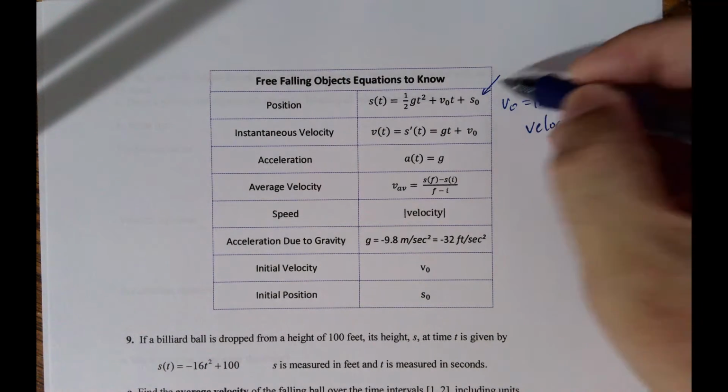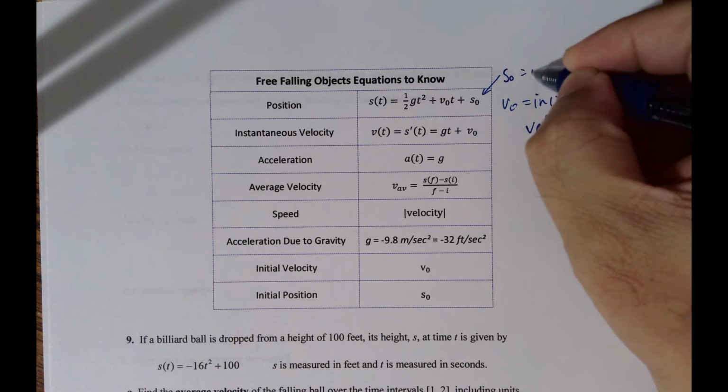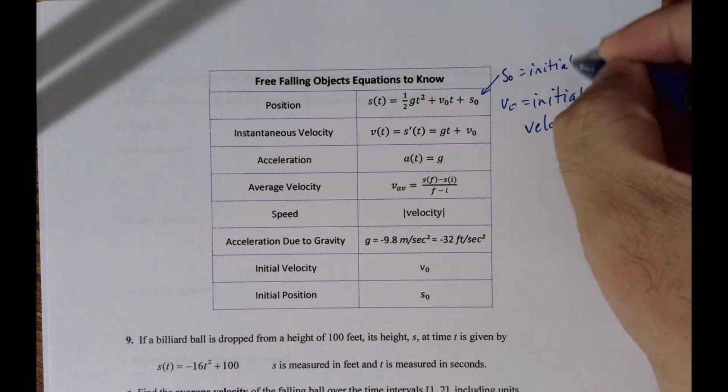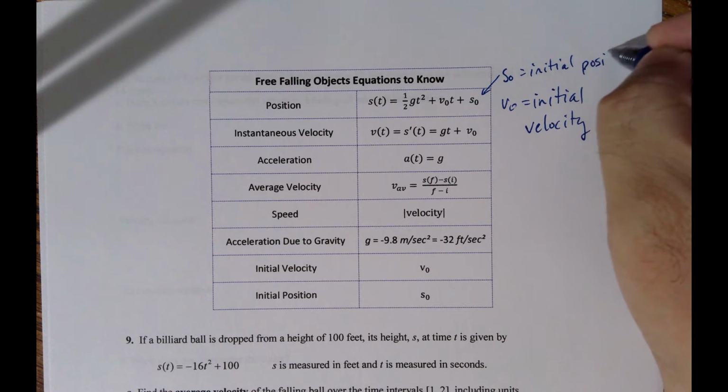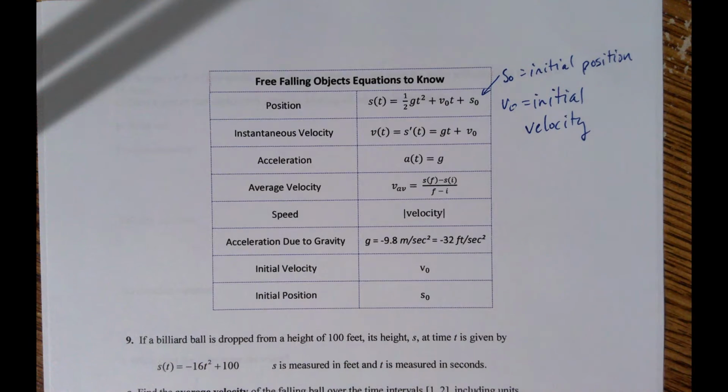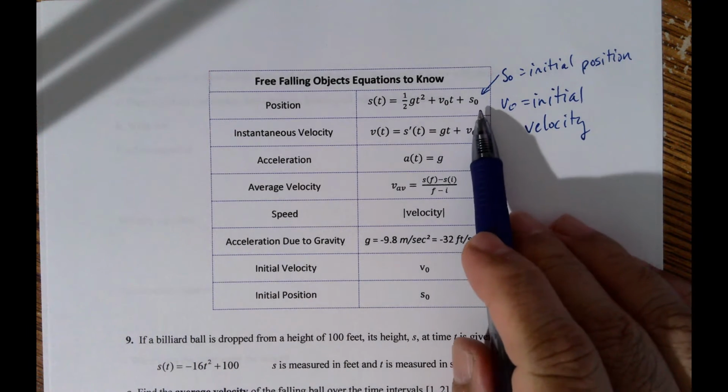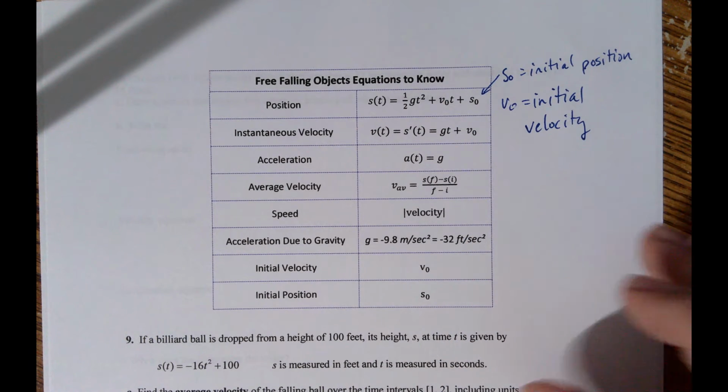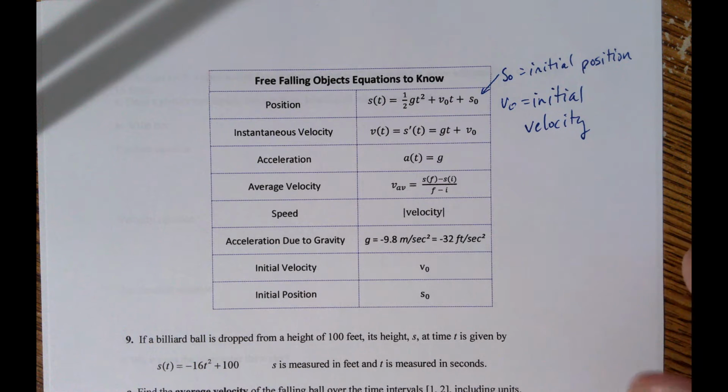S sub 0 is the initial position. That's the starting point. So if I drop a ball from a height of 100 feet, then the initial position is 100. There are ways to get very picky about this. For example, how tall is the person who's on the 100-foot platform? It will be approximations, or they will be very specific. They will give you the height of the person dropping the ball from a height of 100 feet.